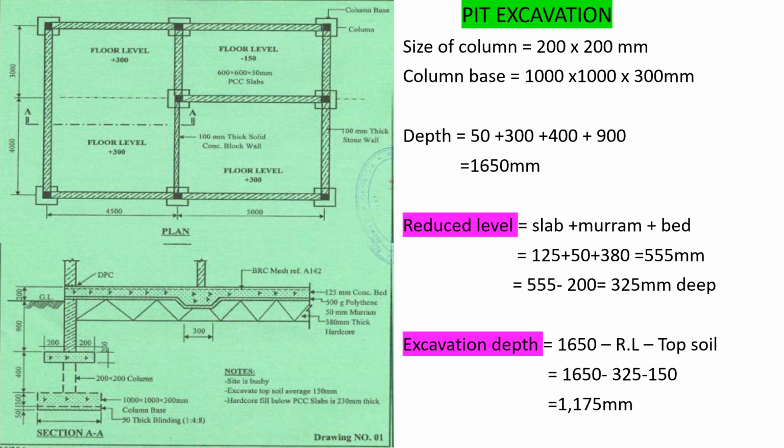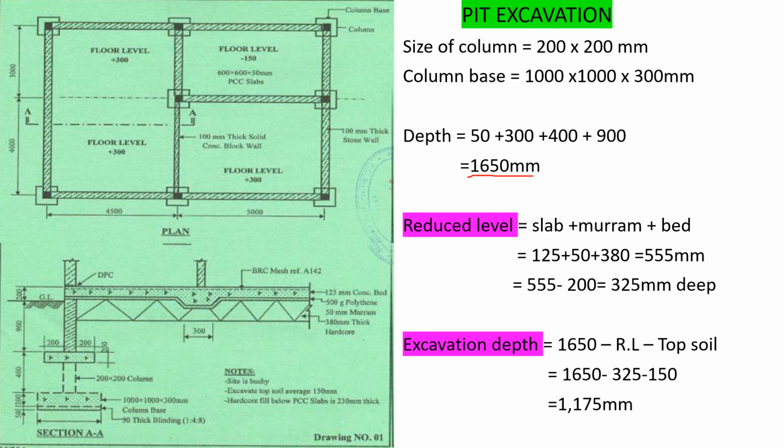We are going to excavate our column from ground level up to the bottom of the blinding. That will be 900 plus 400 plus 300 plus 50. That gives us 1650. And then when we are taking off, remember, before we do the excavation for the pits, we could have done excavation for topsoil, because we have been told the site is bushy, so we are excavating a topsoil of 150 millimeters.